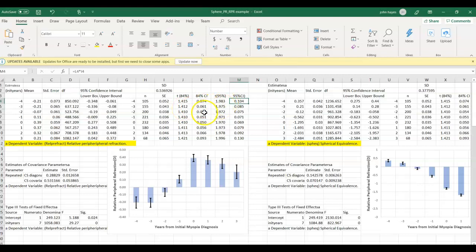So that's how we calculate confidence intervals. And the thing that you need to know about confidence intervals is, what is the usefulness of the confidence interval? Well, number one, it measures the precision of your estimate. So the narrower the confidence interval is, the more likely you are that you're overlapping the true underlying mean. We get this mean, minus 0.21 diopters, but that's not the truth.